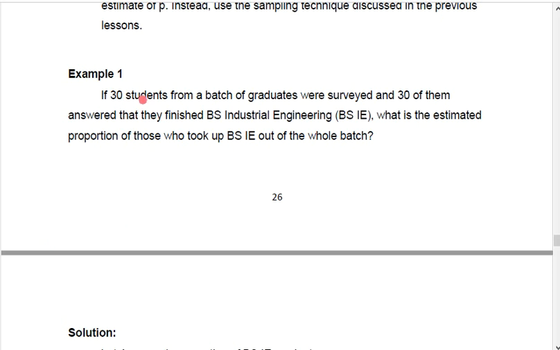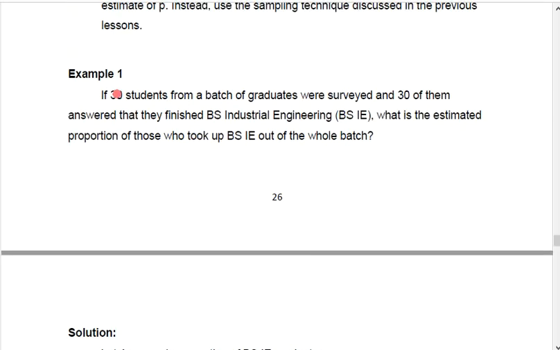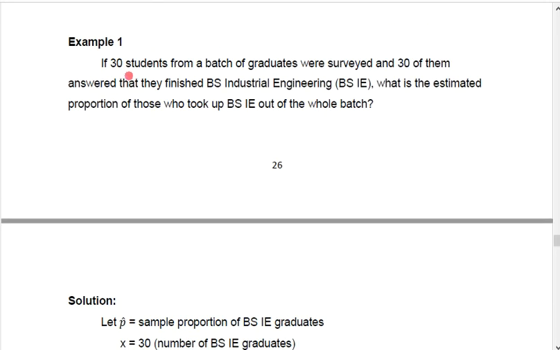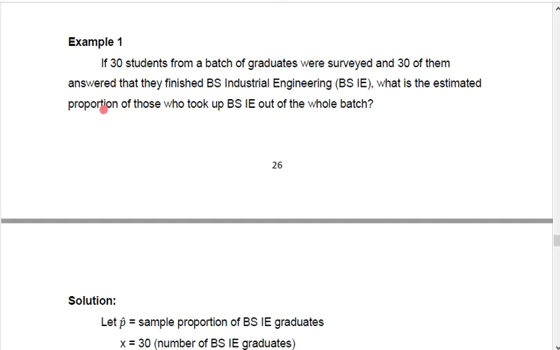Example, if 30 students from a batch of graduates were surveyed and 30 of them answered that they finished BS Industrial Engineering, what is the estimated proportion of who took BSIE out of the whole batch? Okay, so this is 350. Okay, from the given. Okay, so we have here 350 students, okay, 30 of them that they have finished BSIE.